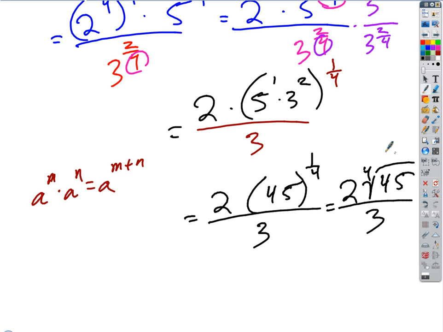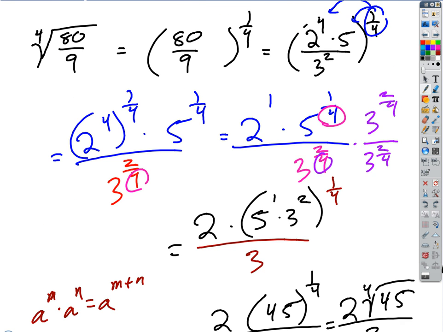Once again, if you go back and look at our strategy, think what we did here. We just simplified the top, and in simplifying the top, we got a 2 out of the 4th root on the top. We're left with a 5 inside the radical. On the bottom, in hindsight, we really didn't even need to write the bottom as a 3 squared. It probably would have been easier to think about if we just wrote it as a 9.